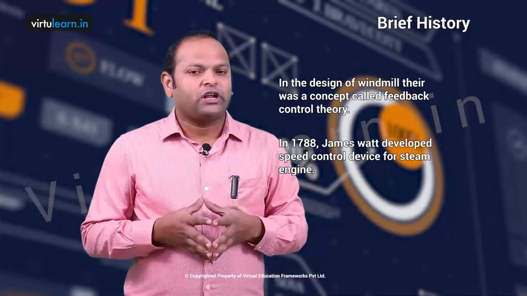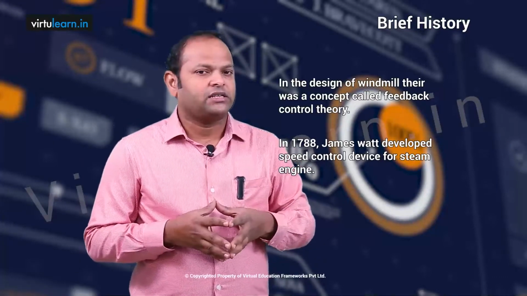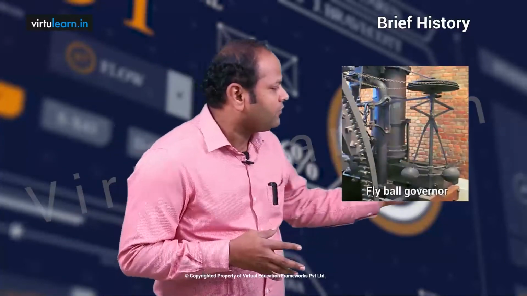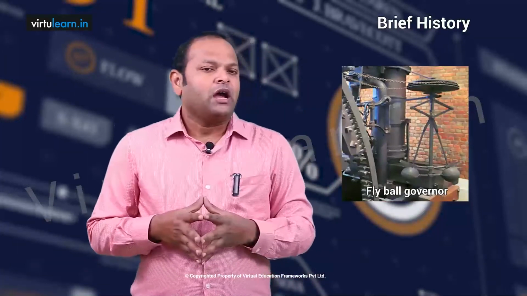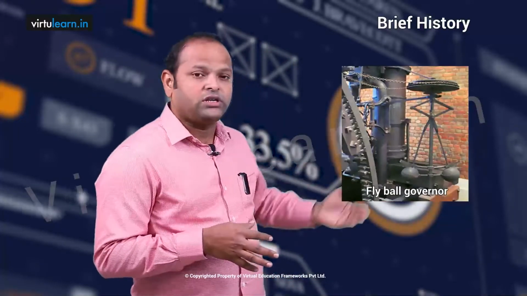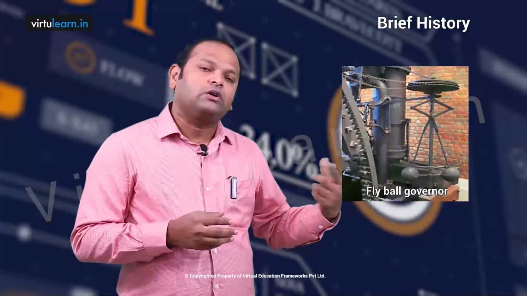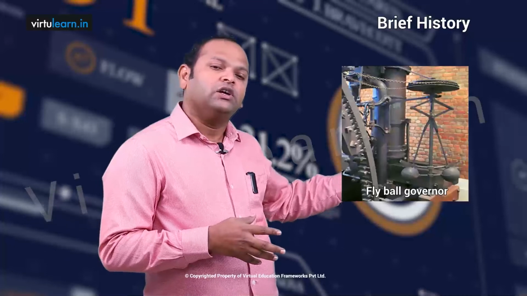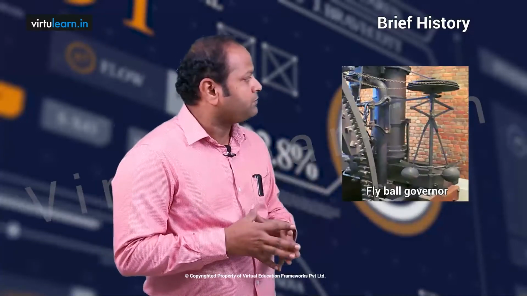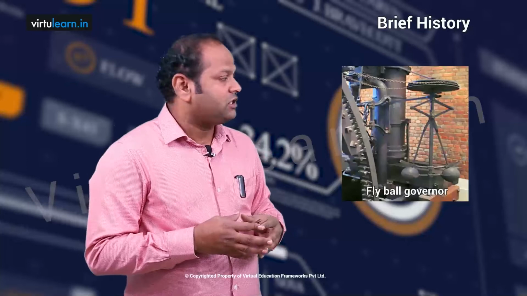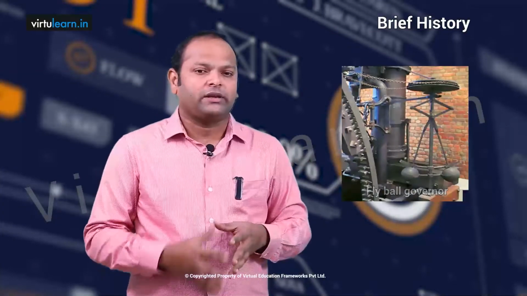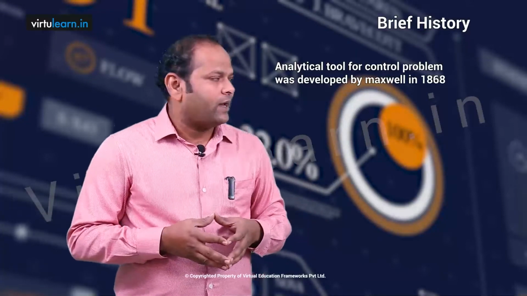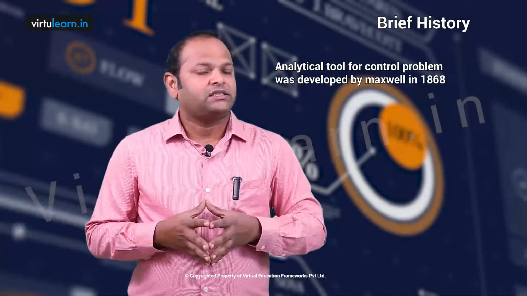1788, James Watt developed the speed control device for his steam engine, which is called a flyball governor. You can see the first flyball governor used here, and the principle is still used in steam power plants for controlling the speed. So we can consider this the first device used for speed control purposes, especially for feedback control theory.